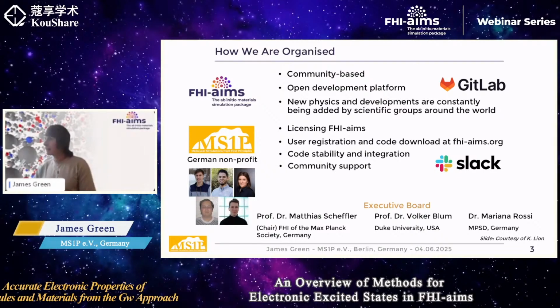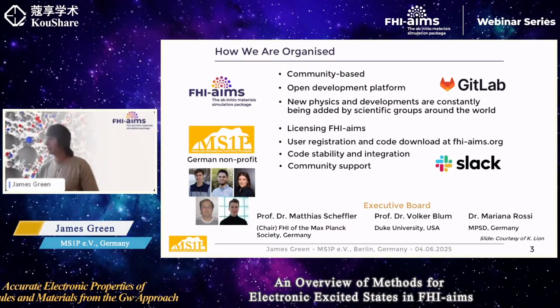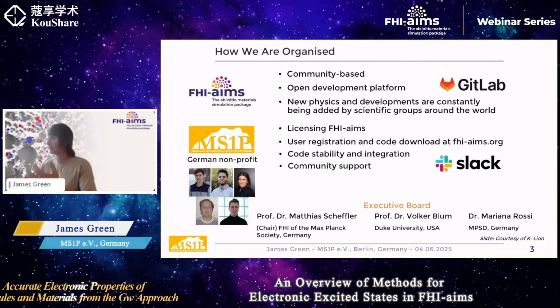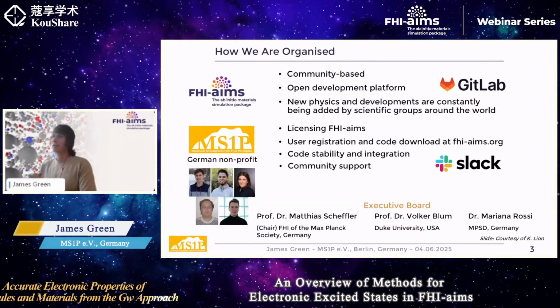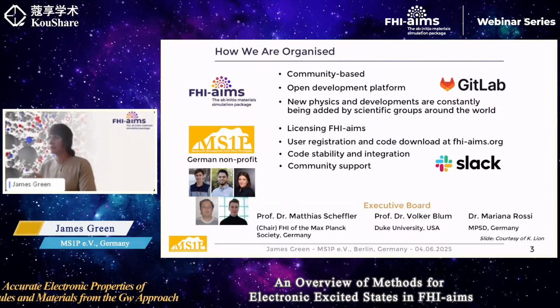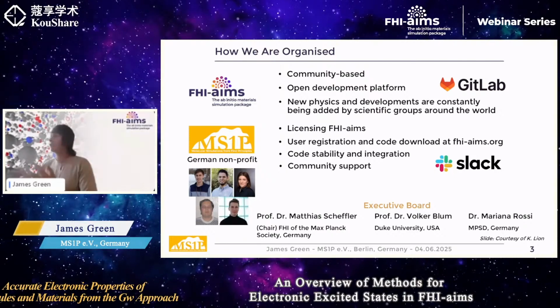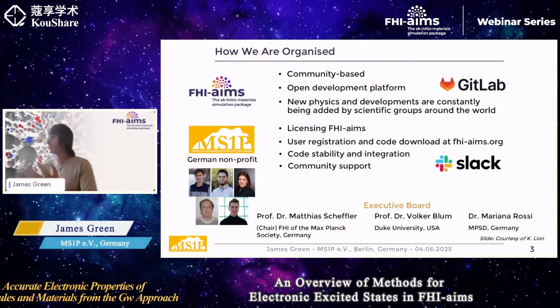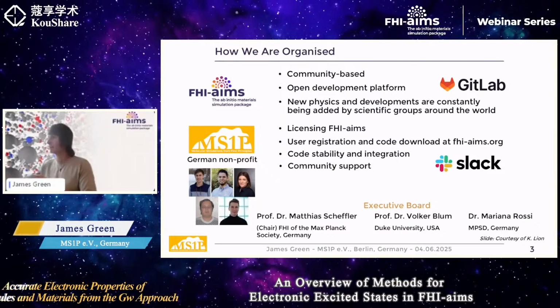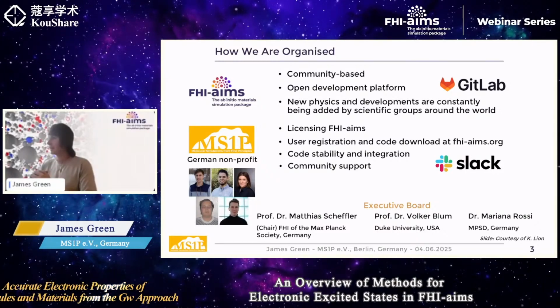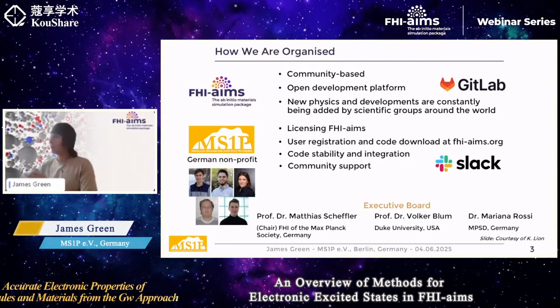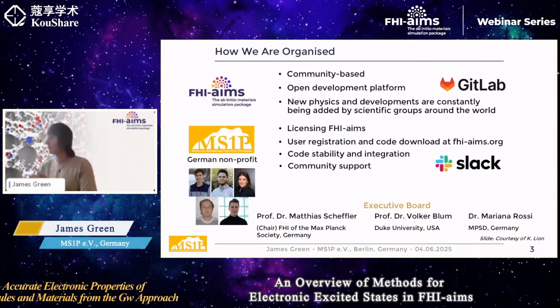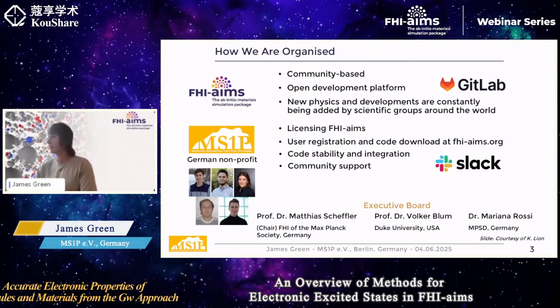We also provide community support, and one of the main channels we have for the community is a FHI-aims Slack channel. So at the moment, this has around 1,000 people on it, and generally this is the first port of call. If someone has problems or questions with FHI-aims, they can post a question there, and generally either one of us at MS1P or someone else from the FHI-aims community will be on hand to help out.